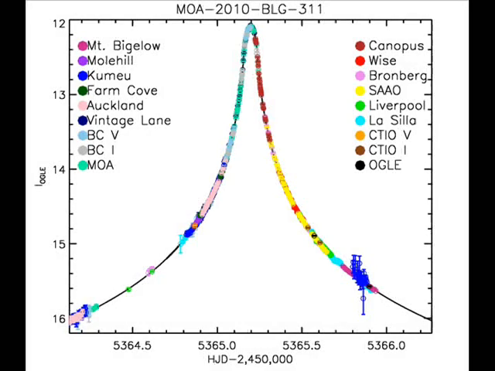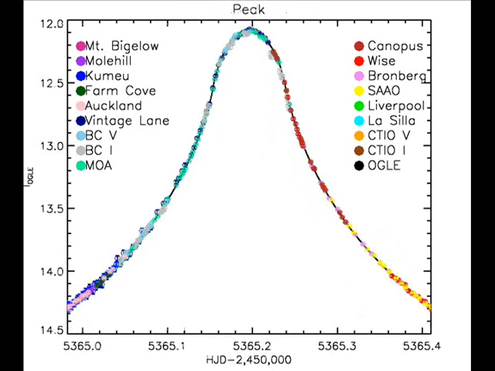This is the light curve of MOA 311. The event brightened by more than 4 magnitudes. If I zoom in on the peak of the event, you can see that it has a rounded shape due to finite source effects. This event peaked over New Zealand, and the peak of the event was covered by MOA, the B&C Telescope, Vintage Lane Observatory, and Mount Canopus. The falling side of the light curve was observed by SAAO and Bromberg Observatory.